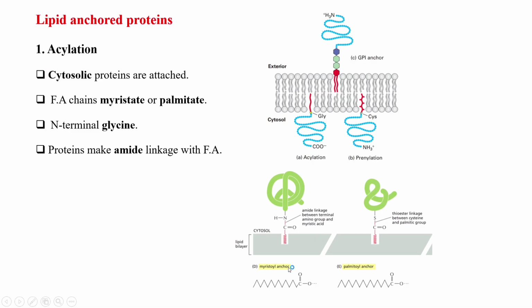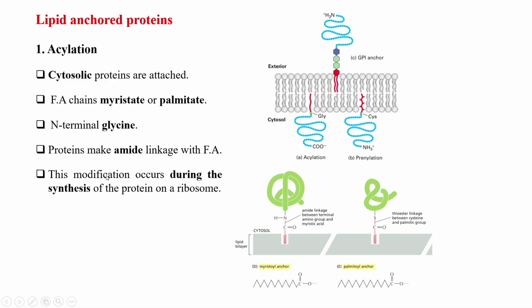So it could be a myristoyl anchor. Acylation could be a myristoyl anchor or a palmitoyl anchor. If the fatty acid is myristic acid, we call it a myristoyl anchor. If the fatty acid is palmitic acid, we call it a palmitoyl anchor. In case of palmitic acid, a thioester linkage occurs, because here the cysteine amino acid and the palmitic acid make the bond. But in case of myristic acid, glycine makes the bond. So that is an amide linkage, and in this case, a thioester linkage occurs.